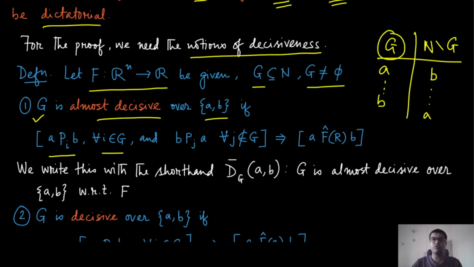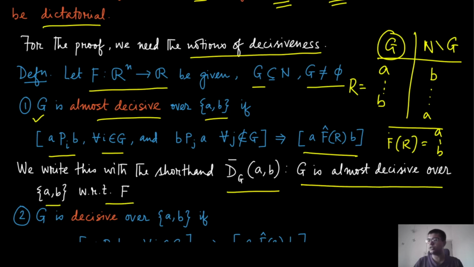The notion of almost decisiveness says, whenever this property is satisfied, let's call this preference profile R, then F of R should have A strictly above B. This is what the notion of almost decisiveness means. Now we will use the shorthand D upper bar G of A comma B to denote that G is almost decisive over A comma B with respect to the social welfare function F. That is kind of hidden in this notation, but it is understood because we are only talking about a specific social welfare function.